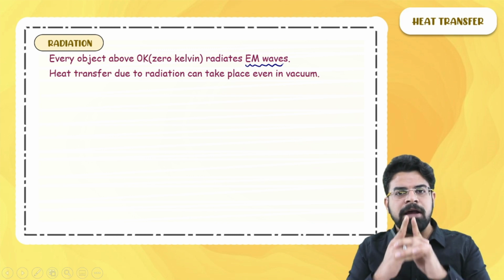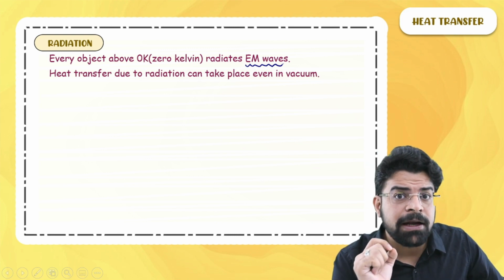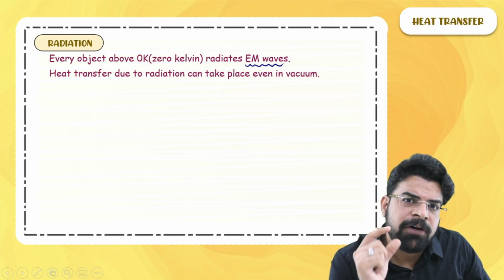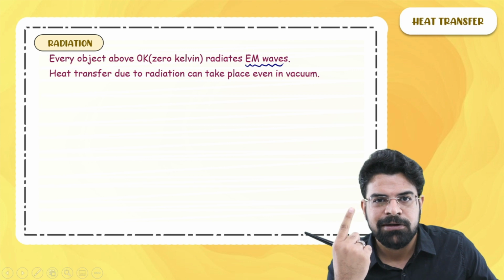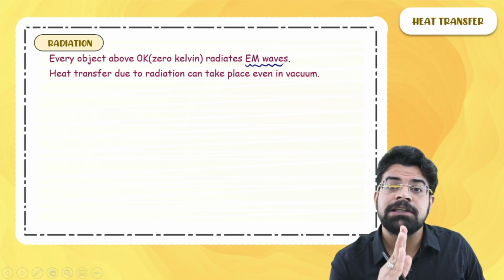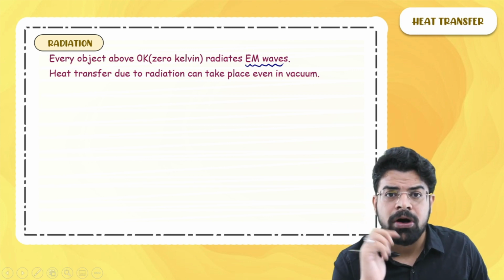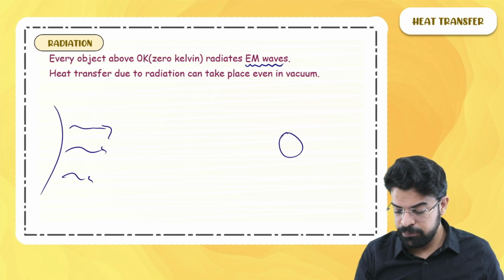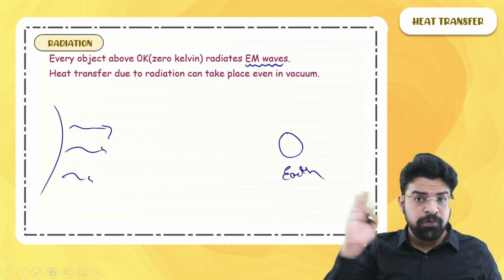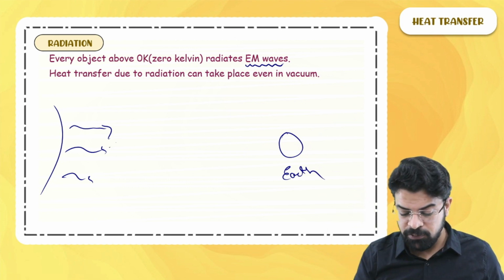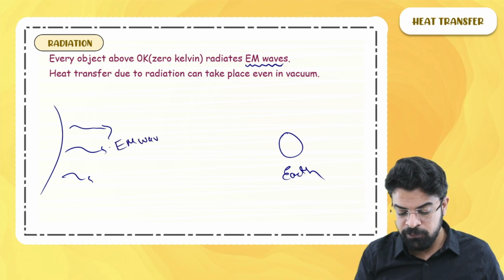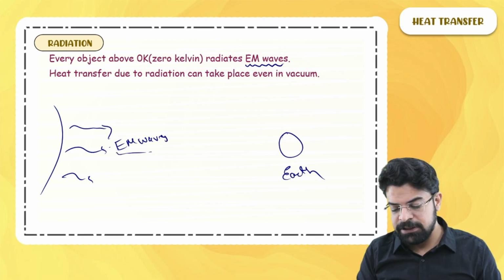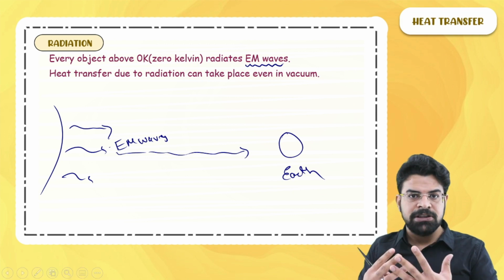Moreover, one more point I would like to explain here. Electromagnetic waves travel at the speed of light, right? So this is asked: which is the fastest mode of heat transfer? So you will say radiation is the fastest mode of heat transfer, because radiation can travel from the sun to earth, and the sun is far away from us, in the form of EM waves. So radiation can travel in vacuum, and radiation is the fastest mode of heat transfer because radiation is nothing but EM wave.